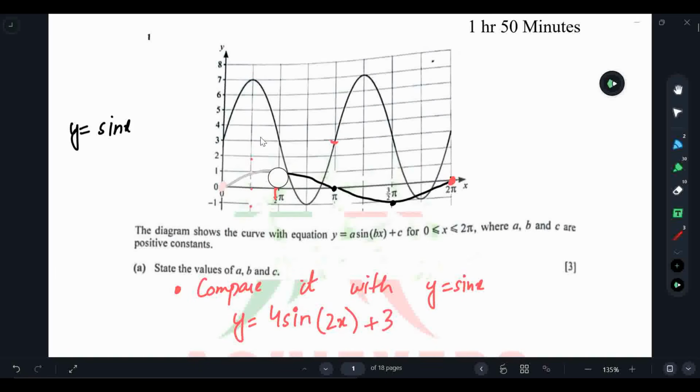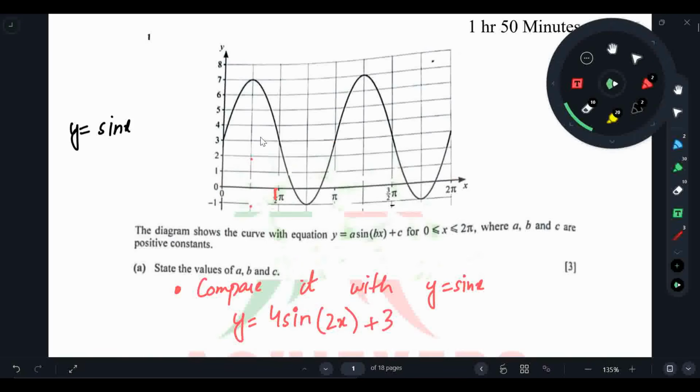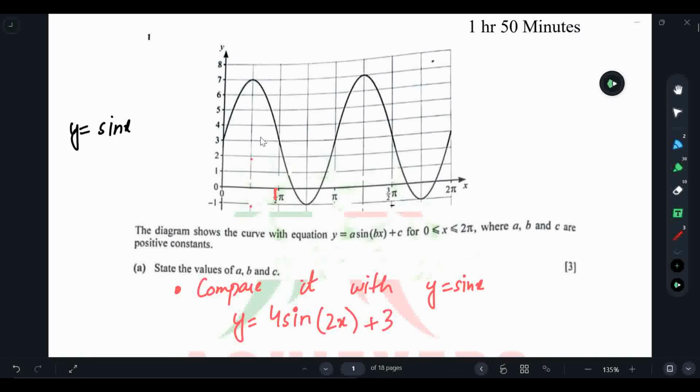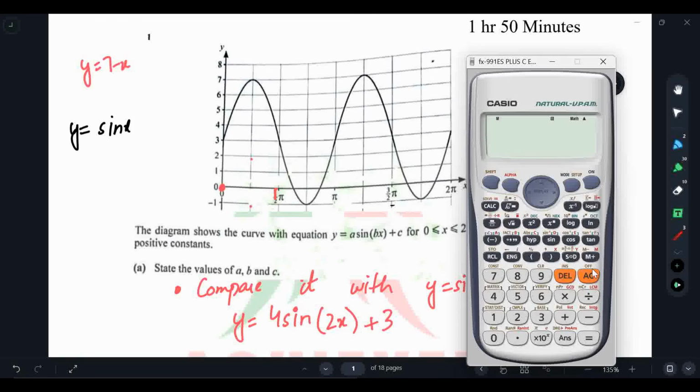let me remove the original graph as well. Okay, now when x is 0, y equals 7 minus x, so y will be 7. When x is pi by 2, what will be the value then? We can use the calculator. 7 minus pi by 2 will be equal to 5.4. So 5.4 means this point will lie here.